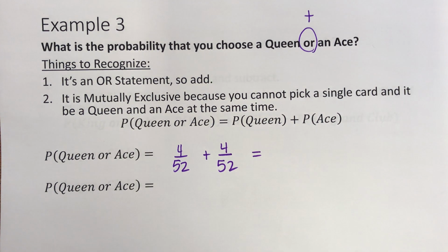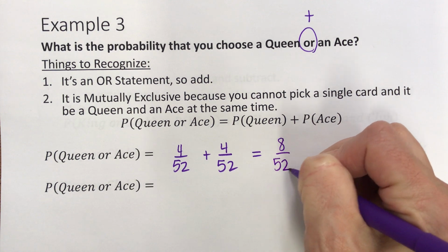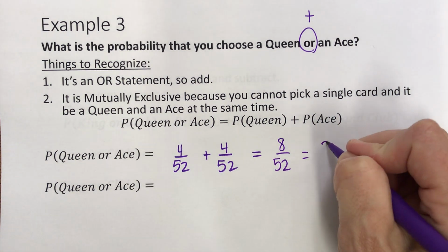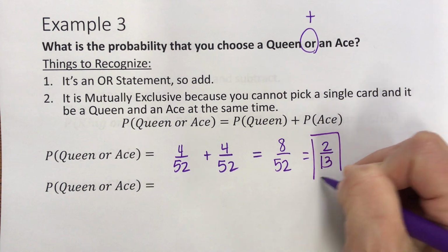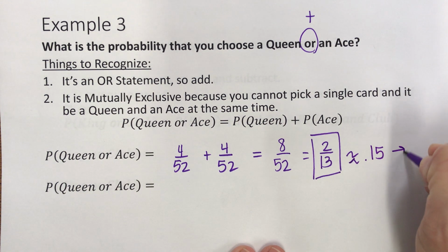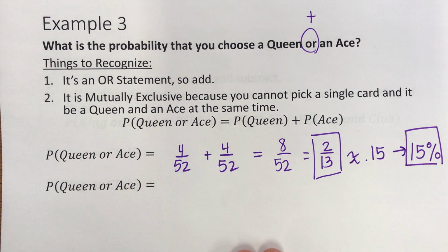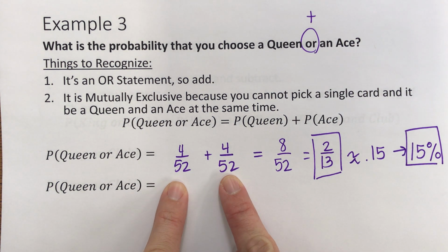This is a fraction that you're adding that already has a common denominator. So when you look at this, 52 is your denominator, you are adding to get 8 over 52, which reduces to 2 over 13. That is your reduced fraction. That's about 0.15, which changes to 15%. Okay? So this would be mutually exclusive. The outcomes cannot be the same. It cannot be a queen and an ace at the same time.